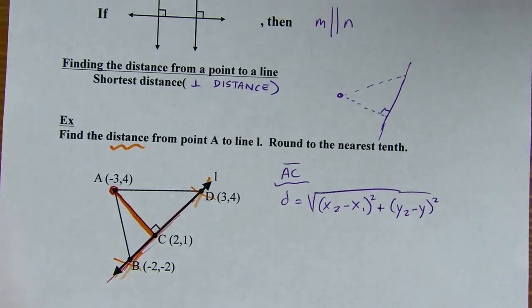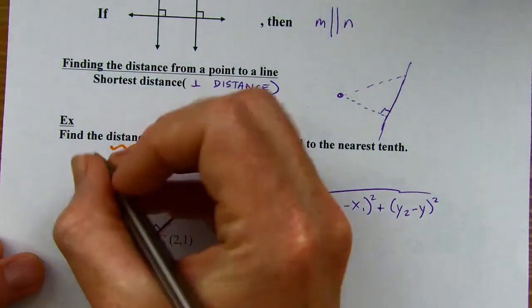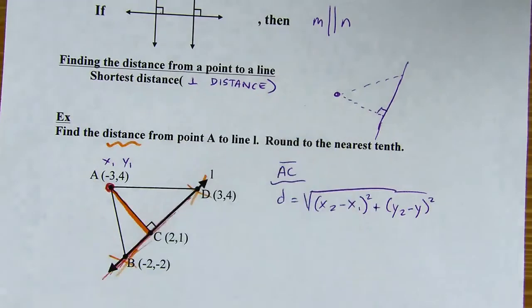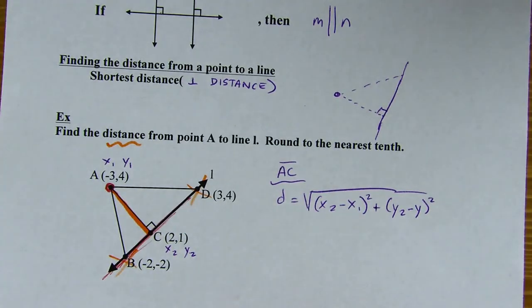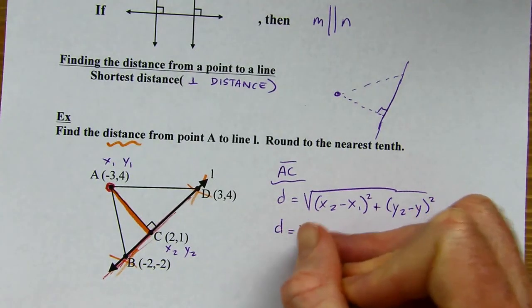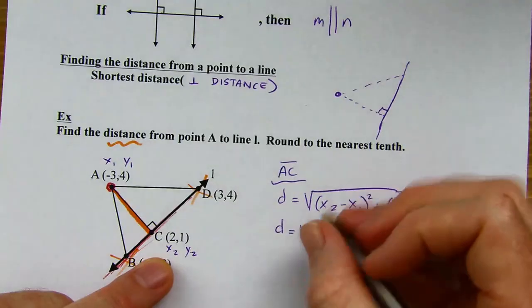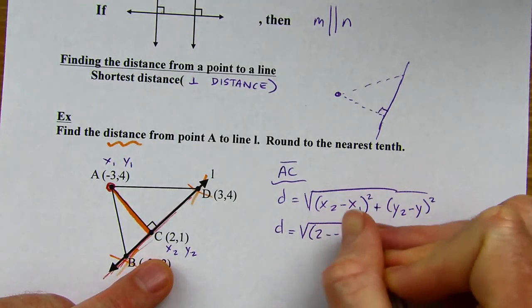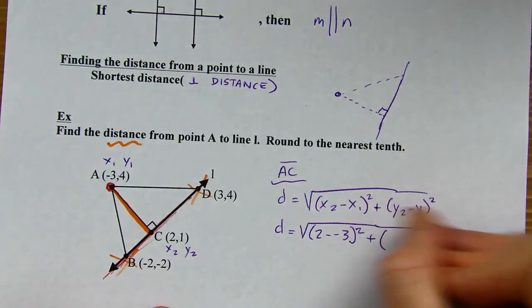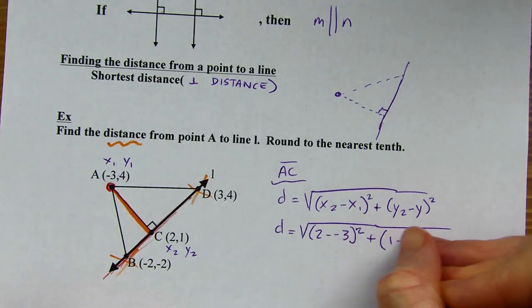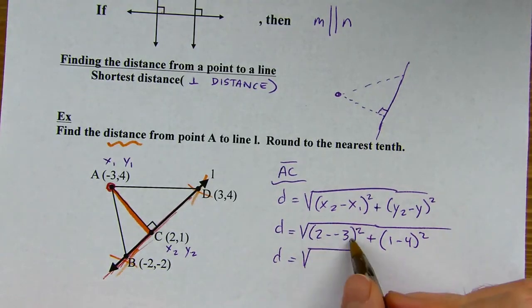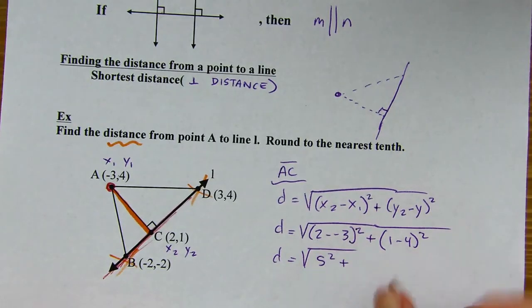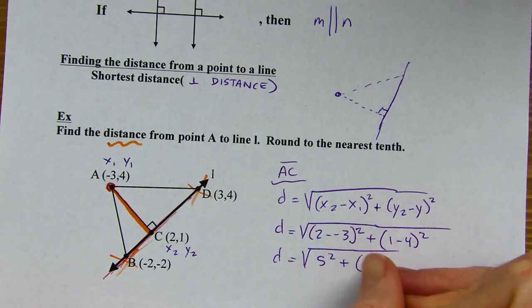Okay, there it is. All right, so let's start plugging in the pieces. I'll call this x1, y1. And I'll call this x2, y2, but it doesn't really matter which point's your first one and which one is your second one. So 2 minus negative 3 for the x's, and I'm squaring that. And then for the y's, 1 minus 4, I'm going to square that. You've got the double negative there, so 2 plus 3 is 5. And then 1 minus 4 is negative 3.